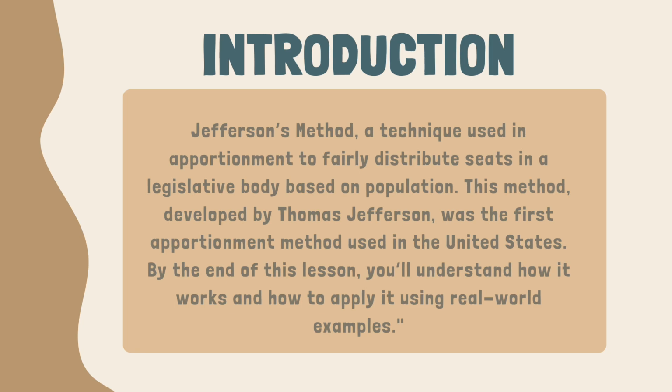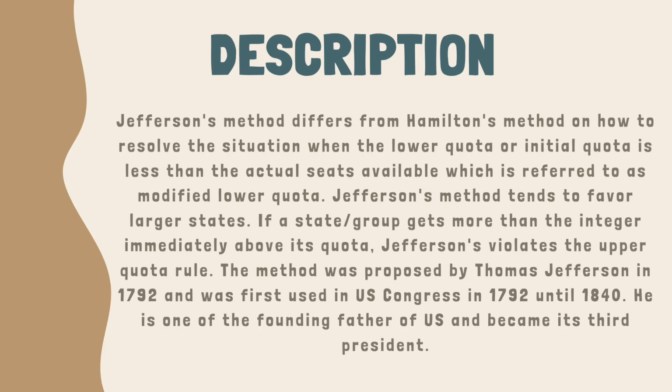problems or examples. For our description, Jefferson's method differs from Hamilton's method on how to resolve the situation when the lower quota or initial quota is less than the actual seats available, which is referred to as modified lower quota. So Jefferson's method tends to favor larger states. And if a state or group gets more than the integer immediately above its quota, Jefferson violates the upper quota rule.